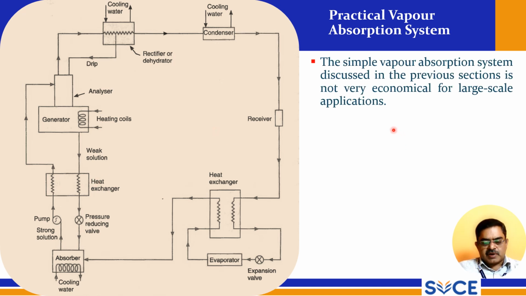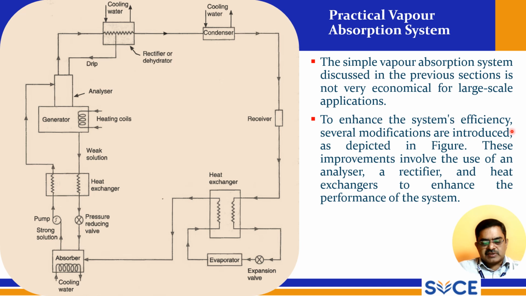The simple vapor absorption system discussed in the previous sections is not very economical for large scale applications. To enhance the system's efficiency, several modifications are introduced as depicted in this figure. These improvements involve the use of an analyzer, a rectifier, and heat exchangers to enhance the performance of the system.